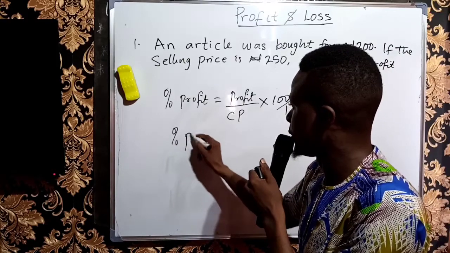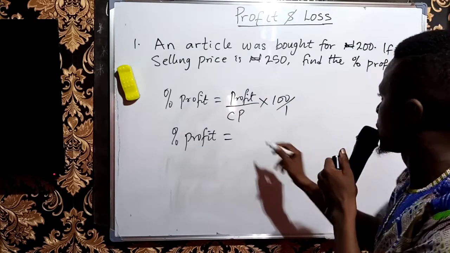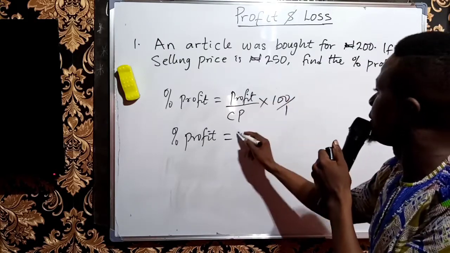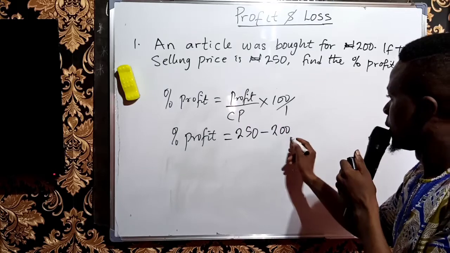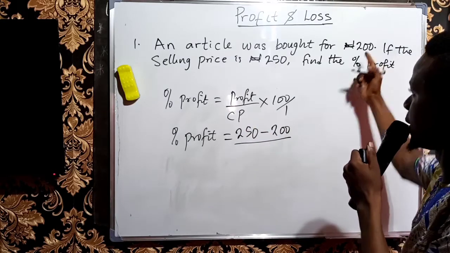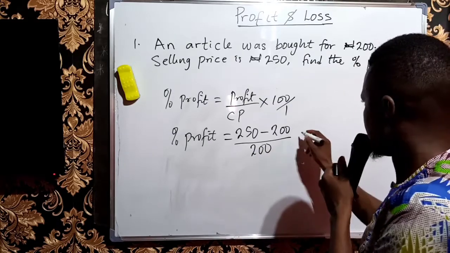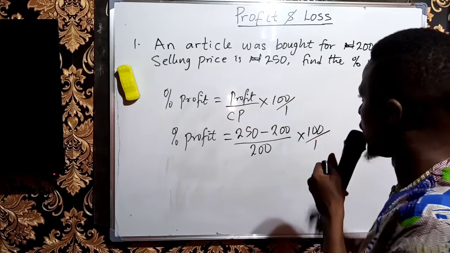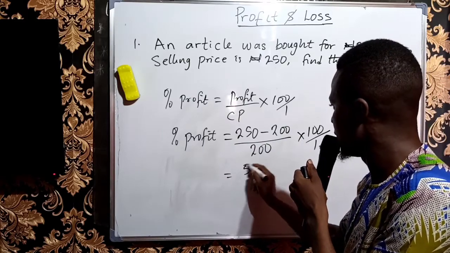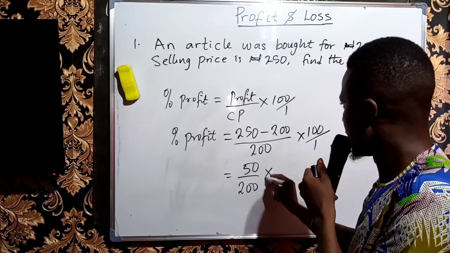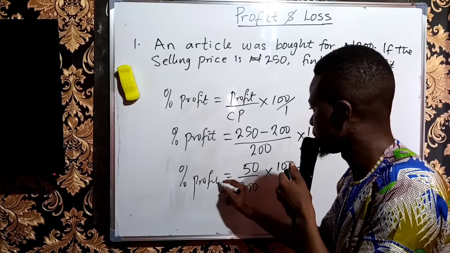So our percentage profit will now be, profit means selling price minus cost price, and the selling price is 250 minus the cost price, which is 200, all over cost price, which is still 200. The cost price is the amount of money a commodity is bought. That is the cost price. Then times 100 all over 1. Now, 250 minus 200 will give us just 50 all over 200, then times 100 all over 1. Remember, this is our percentage profit.